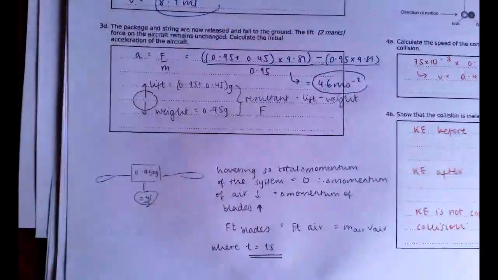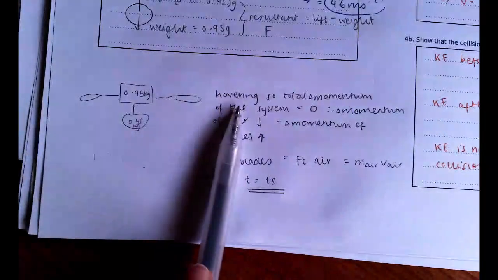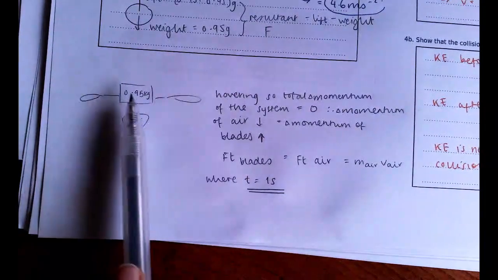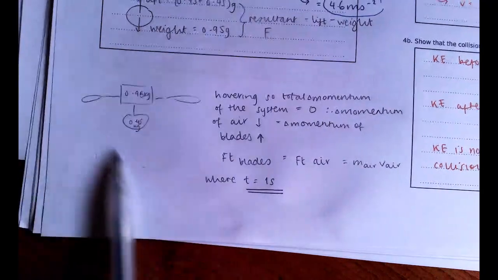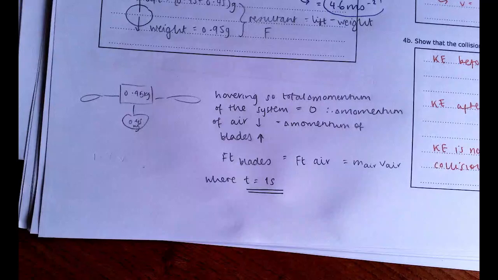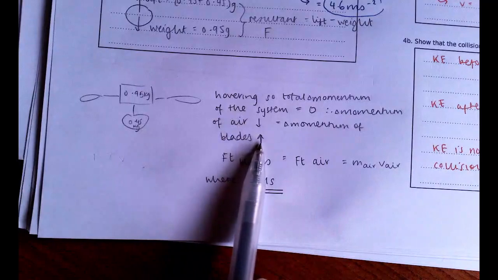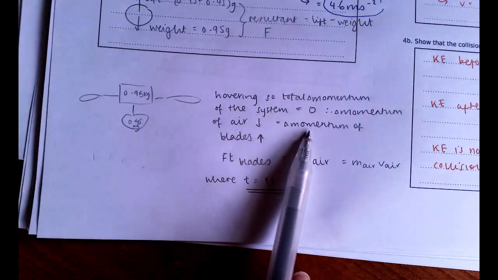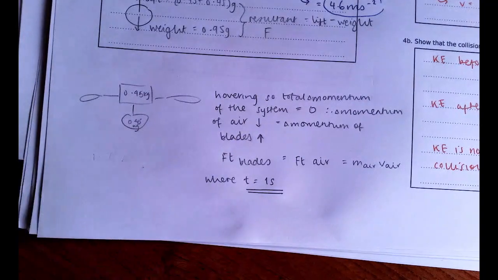Now I've actually drawn this at the bottom because there wasn't enough room. We know that the system is hovering. Okay, it's not moving. So the total momentum of the entire system is 0. Okay, that's important because we have no net movement. Therefore, the change in momentum of the air, which is moving down, must be equal and opposite to the change in momentum of the blades. Okay, because we want that sum to equal 0.